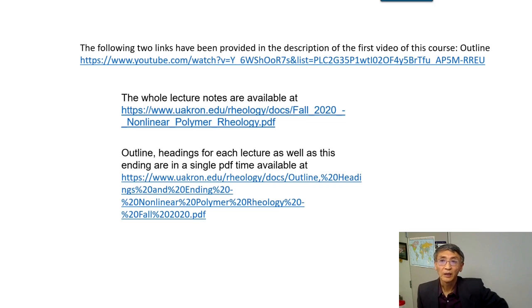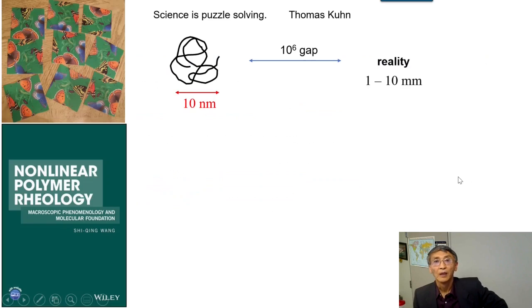I think I agree with Thomas Kuhn that science is about puzzle solving. In this subject of nonlinear polymer rheology, this task is particularly challenging because to understand reality microscopically, it turns out you have to understand what happens at the chain level. And so there is a 6 order magnitude gap between these two different worlds. And to make progress is indeed like puzzle solving.